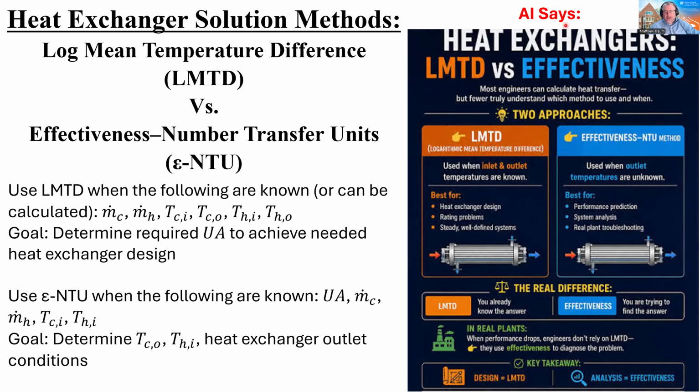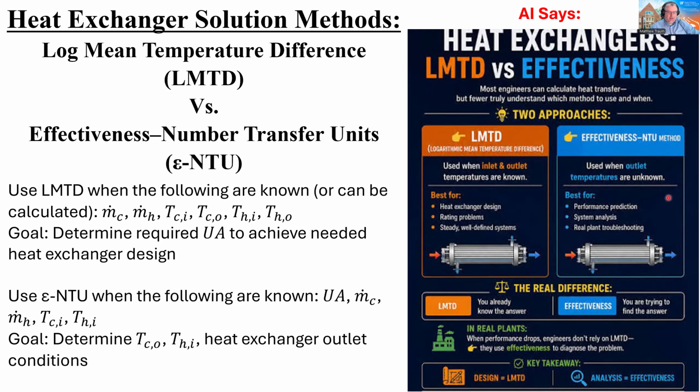And AI generated this for me, but it essentially just differentiates the two techniques from each other. So LMTD is good if you know the inlet and outlet conditions, and you're trying to figure out the UA. So you're interested in things like the design of the heat exchanger, like what its internal configuration is, like how big it is, right? So all that stuff.